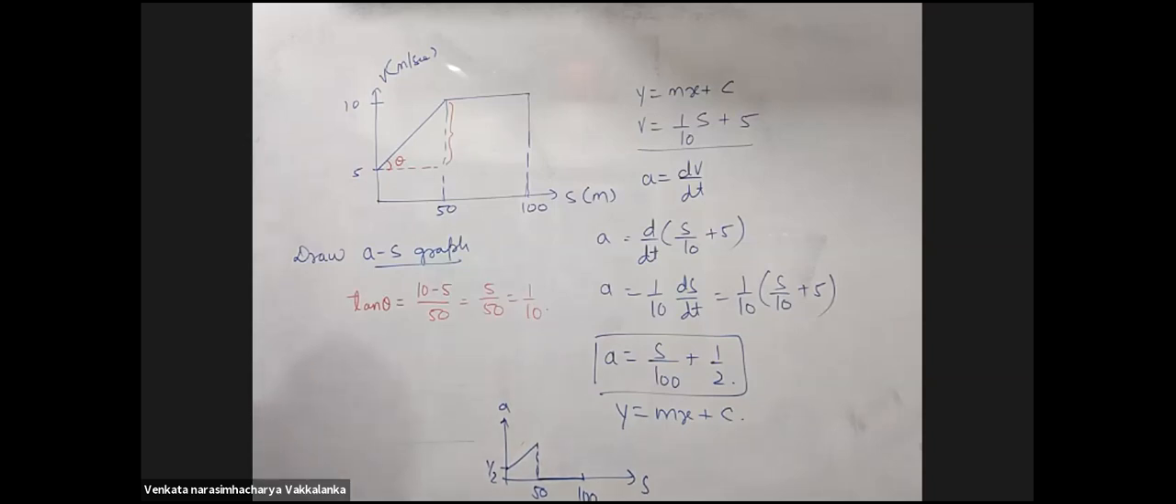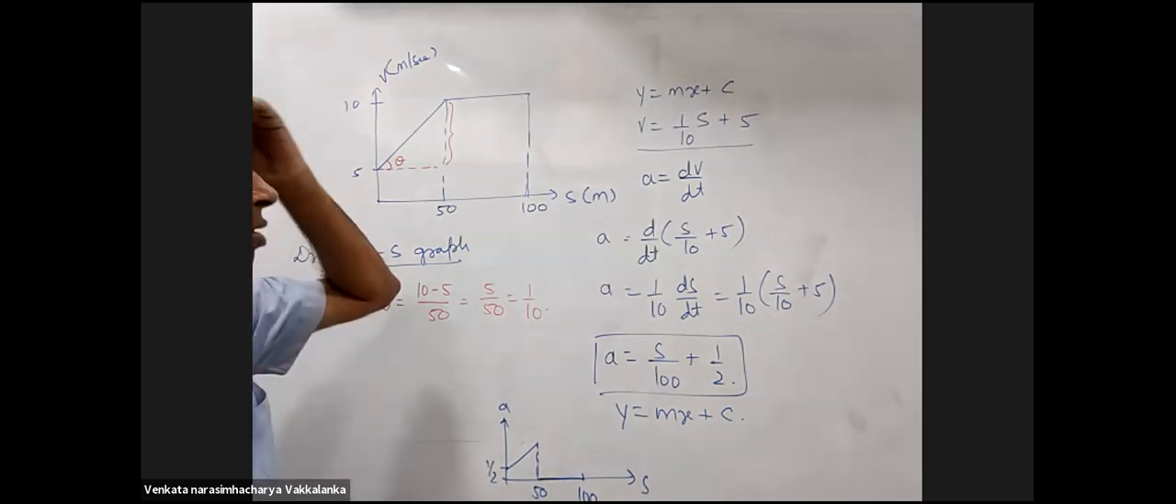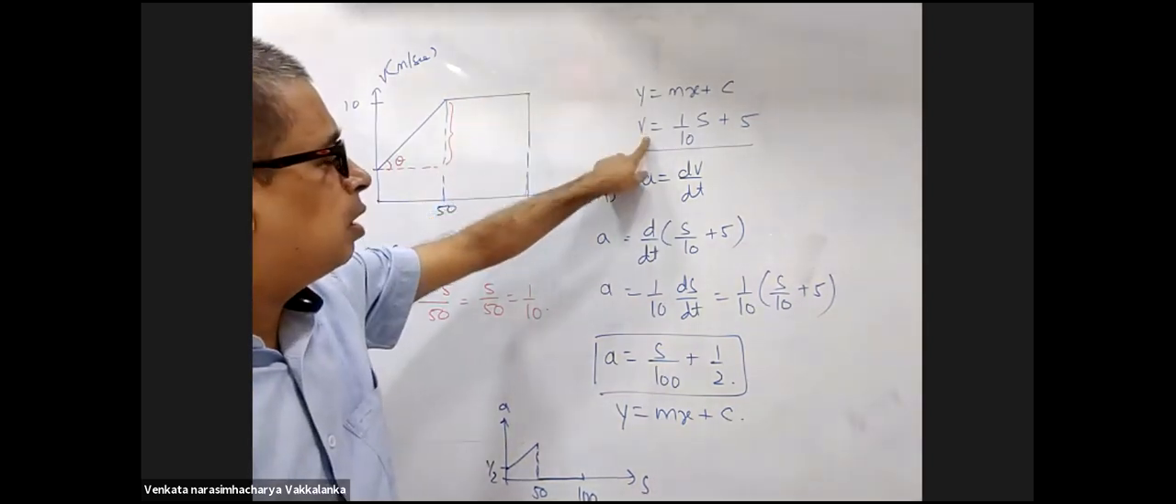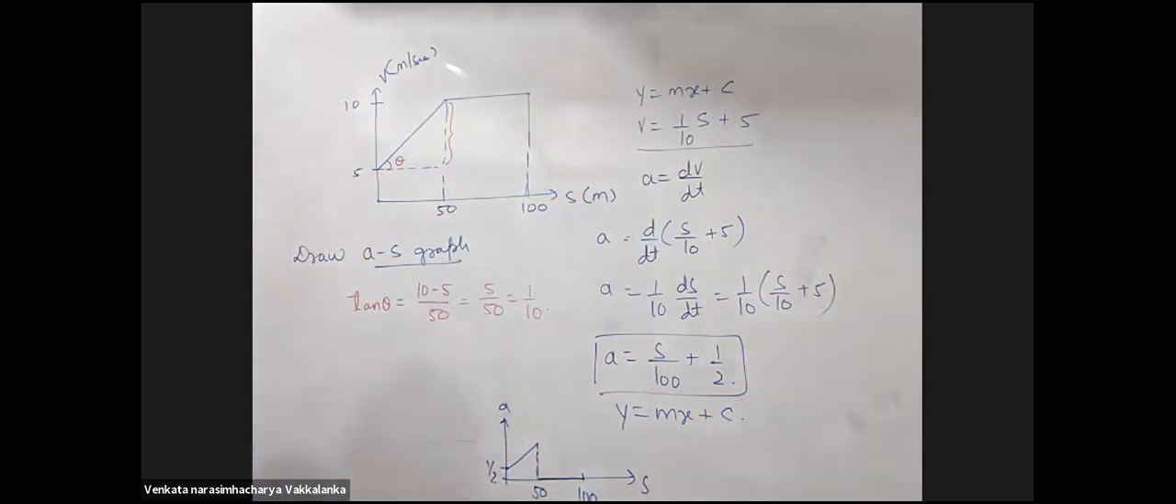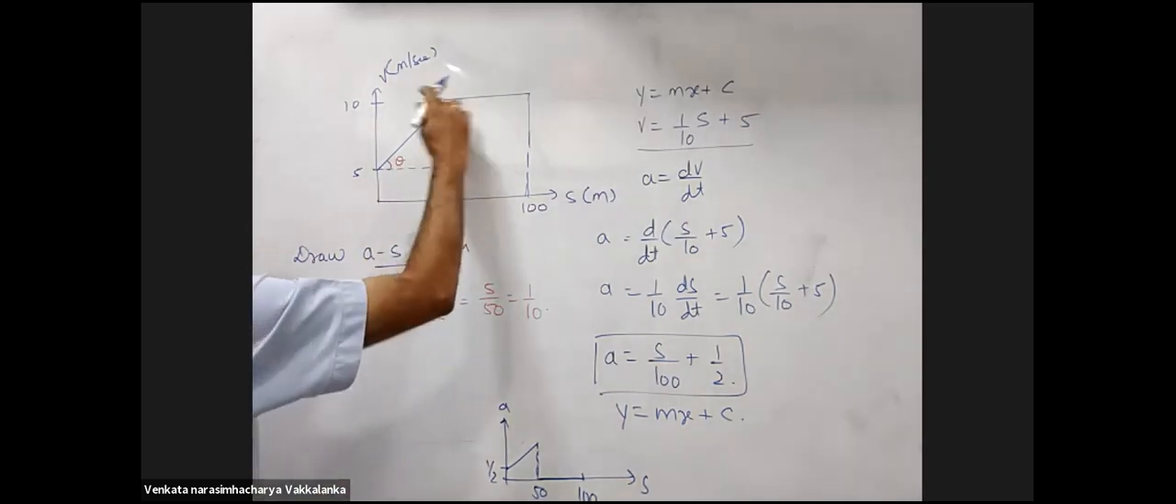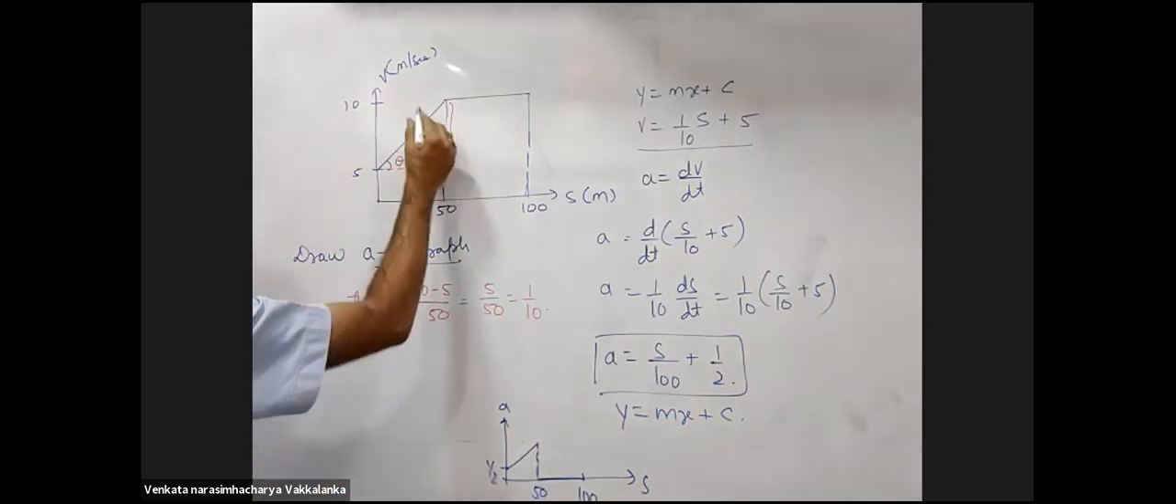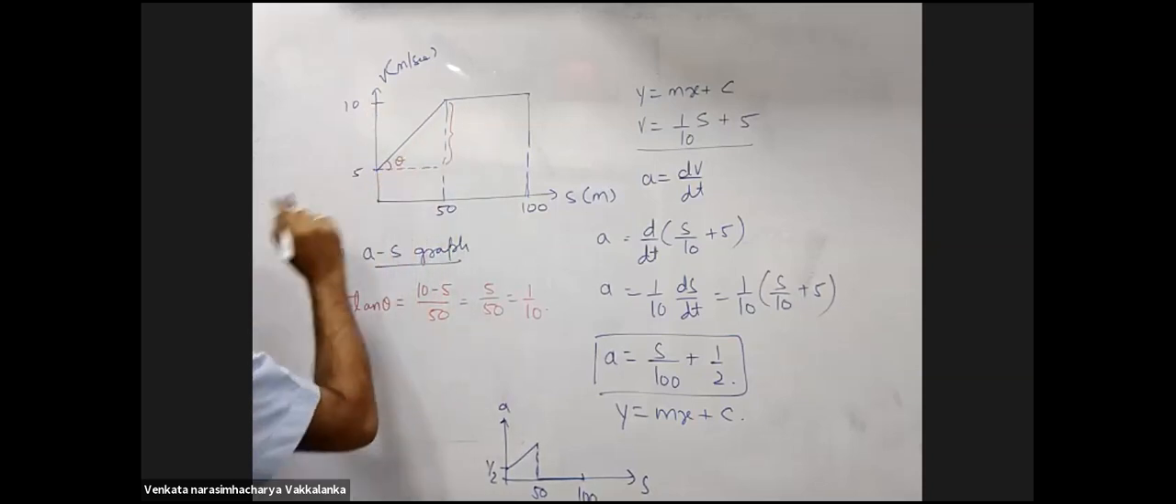Sir, in that y is equal to mx plus c, that x should be 50. So 1 by 10 into 50, sir. At the top, yes, sir. Tan theta at that point is the acceleration value. Because when x is 0, y will be the intercept.